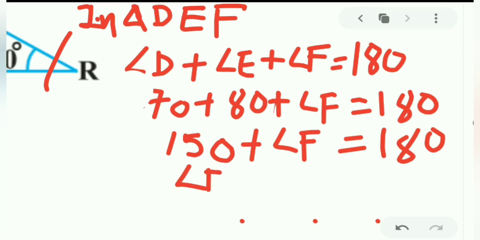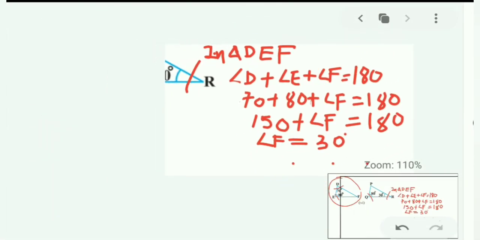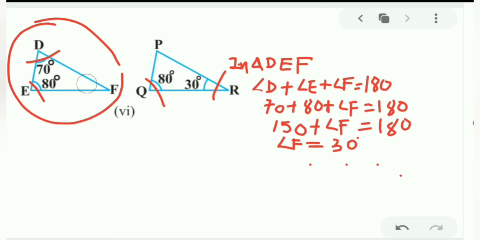So angle F is equal to 180 minus 150. If we shift 150 over there, it will be minus. So the answer is 30 degrees. Here we got this angle F as 30 degrees. Now if you want to compare, you can. Here R is given as 30 degrees, and if Q is 80, then P will become 70 degrees.